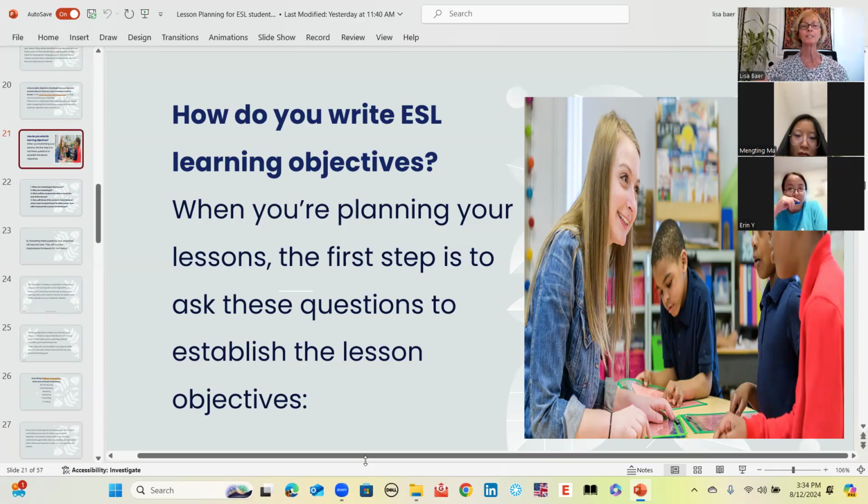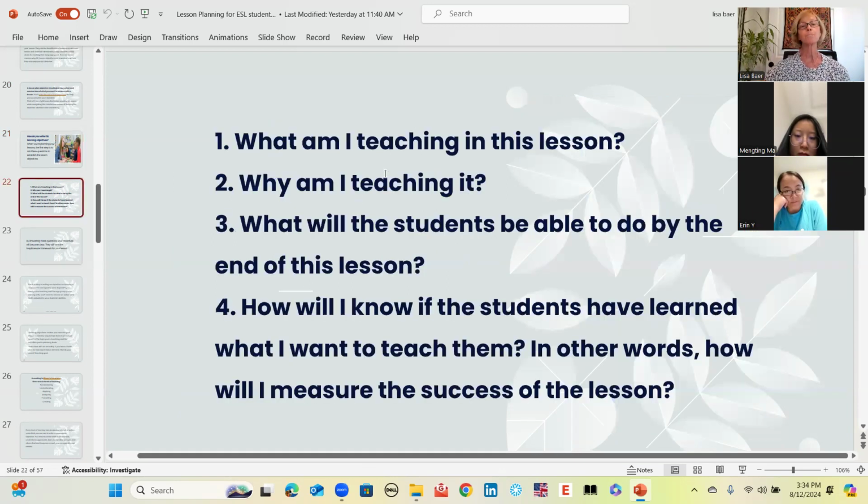When you're planning your lessons, the first step is to ask these questions to establish the lesson objectives. What am I teaching in this lesson? Why am I teaching it? What will the students be able to do by the end of this lesson? How will I know if the students have learned what I want to teach them? In other words, how will I measure the success of the lesson?